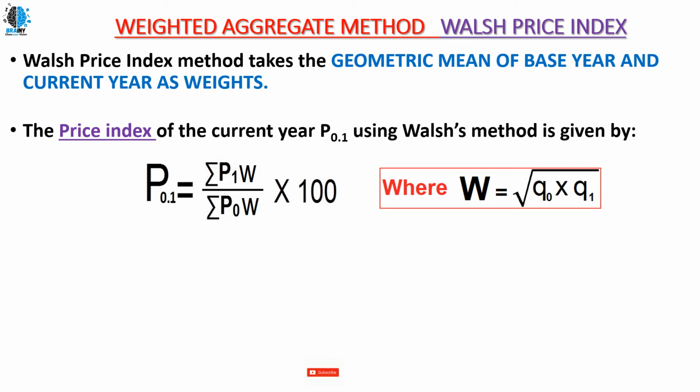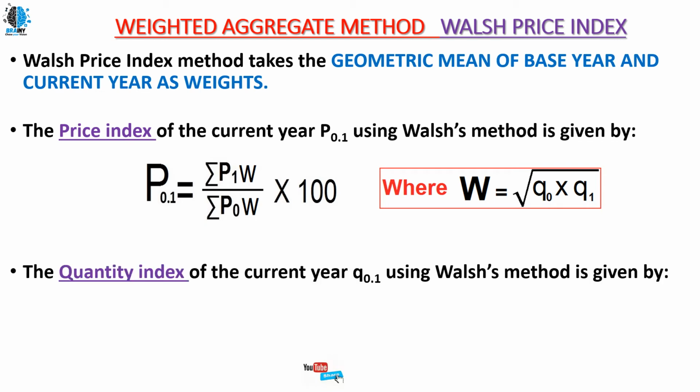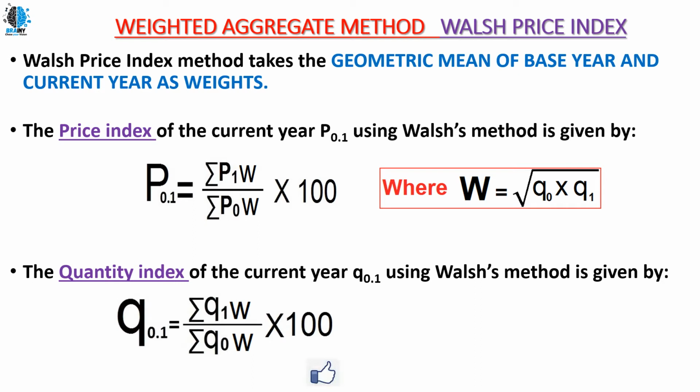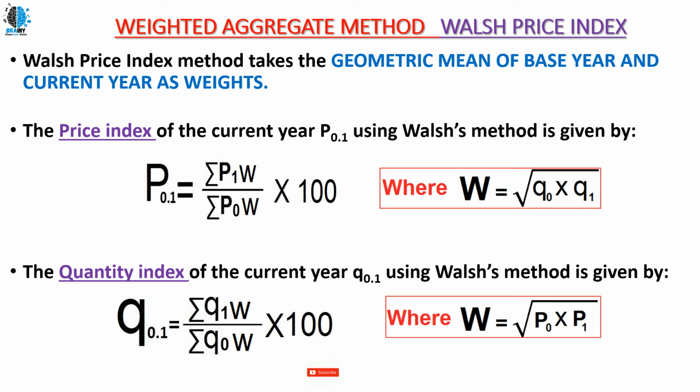We are going to find the geometric mean of these quantities and multiply it with the formula. As you can see, next is the quantity index. In the quantity index we will have Q01. The quantity index of the current year Q01 using the Walsh method is given by Q01 is equal to summation Q1 W divided by summation Q0 W, into 100, where W is equal to under root P0 into P1.